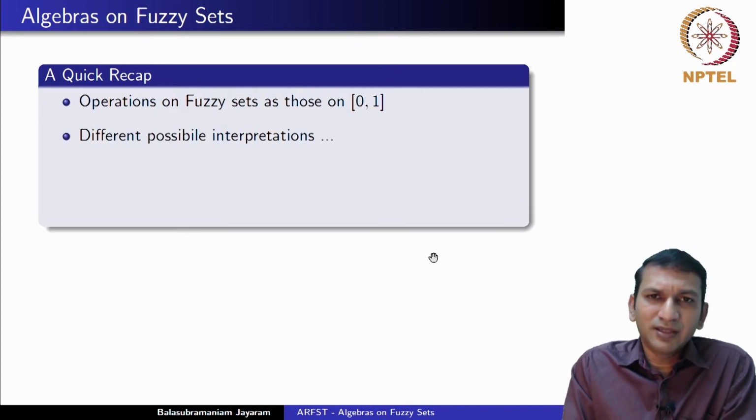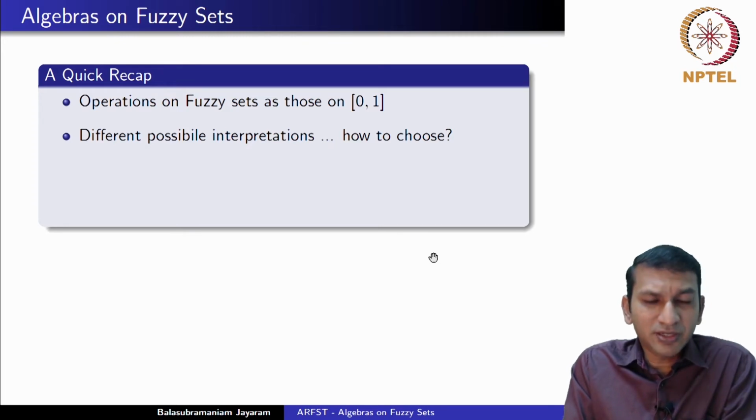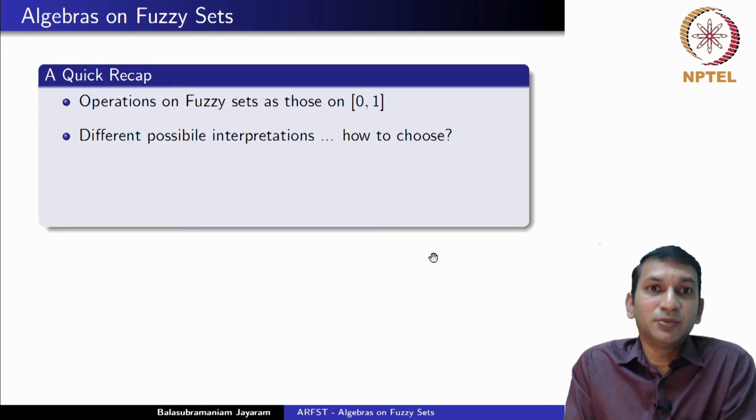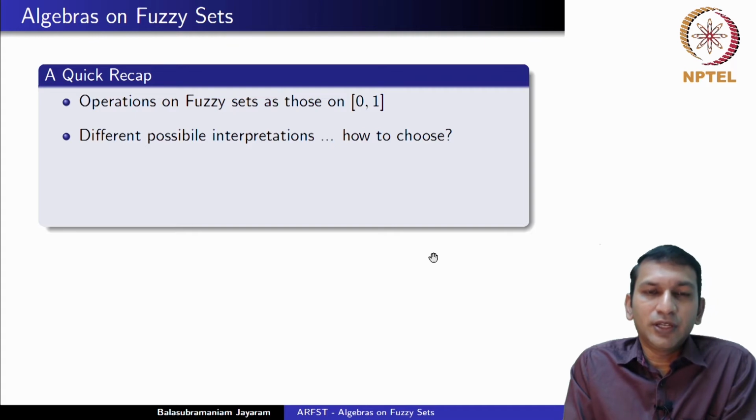We have seen that there are different possible interpretations for these operations, and we were left wondering how to choose among them. As was already mentioned, we could either look at the theoretical structures that they lead to in terms of the richness of the theoretical structures, or look at how useful they are in the applicational context. Presently, we are taking the first approach. In due course of time, we will also look at the second approach once we introduce fuzzy inference systems.